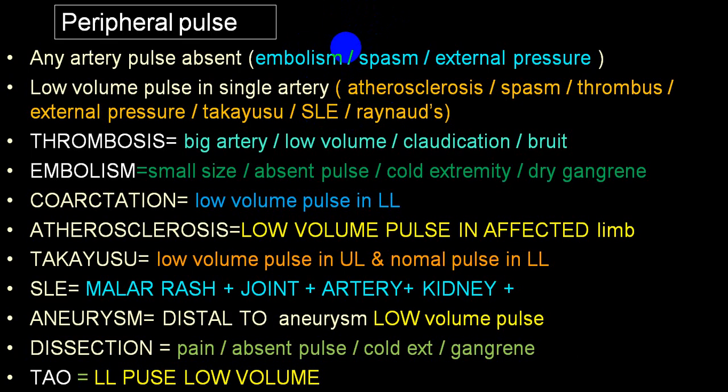Thrombosis will always be in a big artery. It will produce low volume pulse plus claudication. And at the site of occlusion, you will hear a sound we call a bruit. While embolism is usually in a smaller size artery, or what we call a peripheral artery, and embolism will usually produce a complete occlusion, so distal to the occlusion pulse will be absent, and because there is no perfusion, that particular portion will be cold and clammy, and soon you will get a dry gangrene.